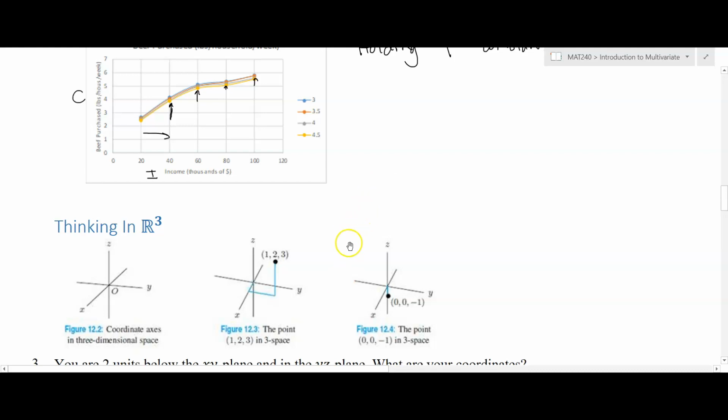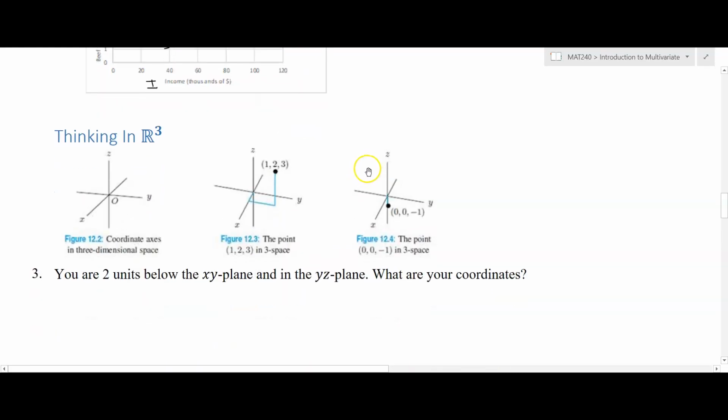To wrap up our introduction to multivariable functions, let's start thinking in three-dimensional space, R3. Now, some people call this R cubed. I like to call this R3.